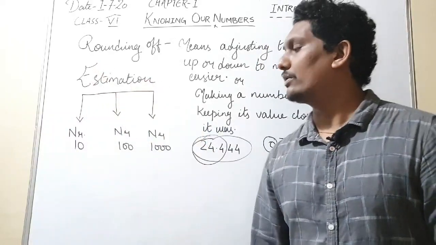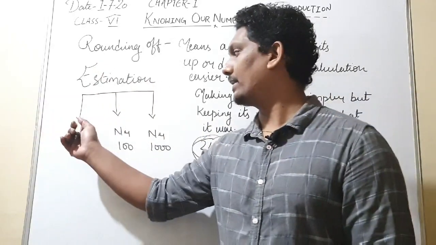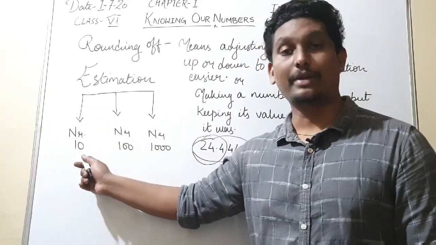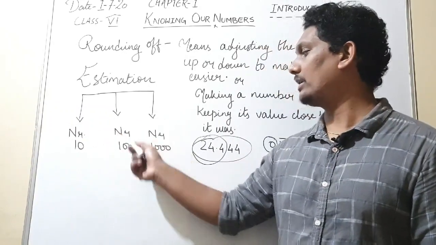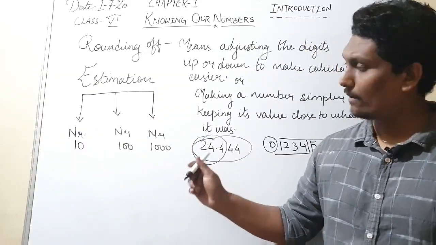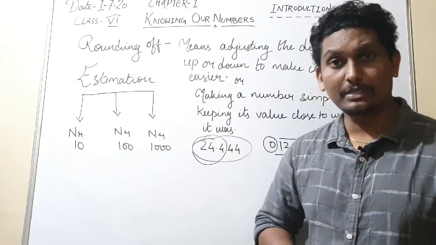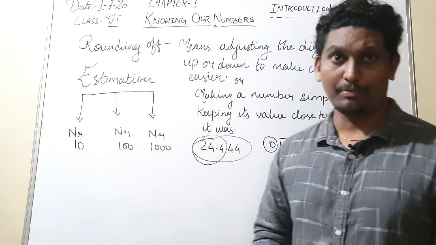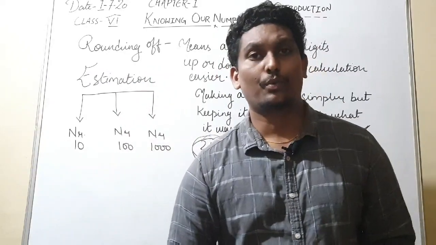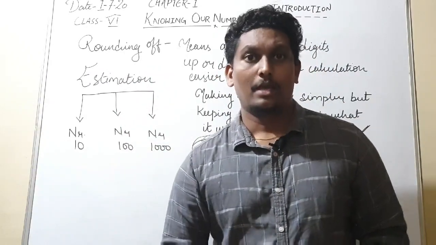Estimation is all about the same thing. We have nearest tens, nearest 100, nearest 1000. Here also we have to do the rounding off. Okay, so these are the topics which we have to cover in this chapter. Hope you all understood the topics we have to cover in this chapter.